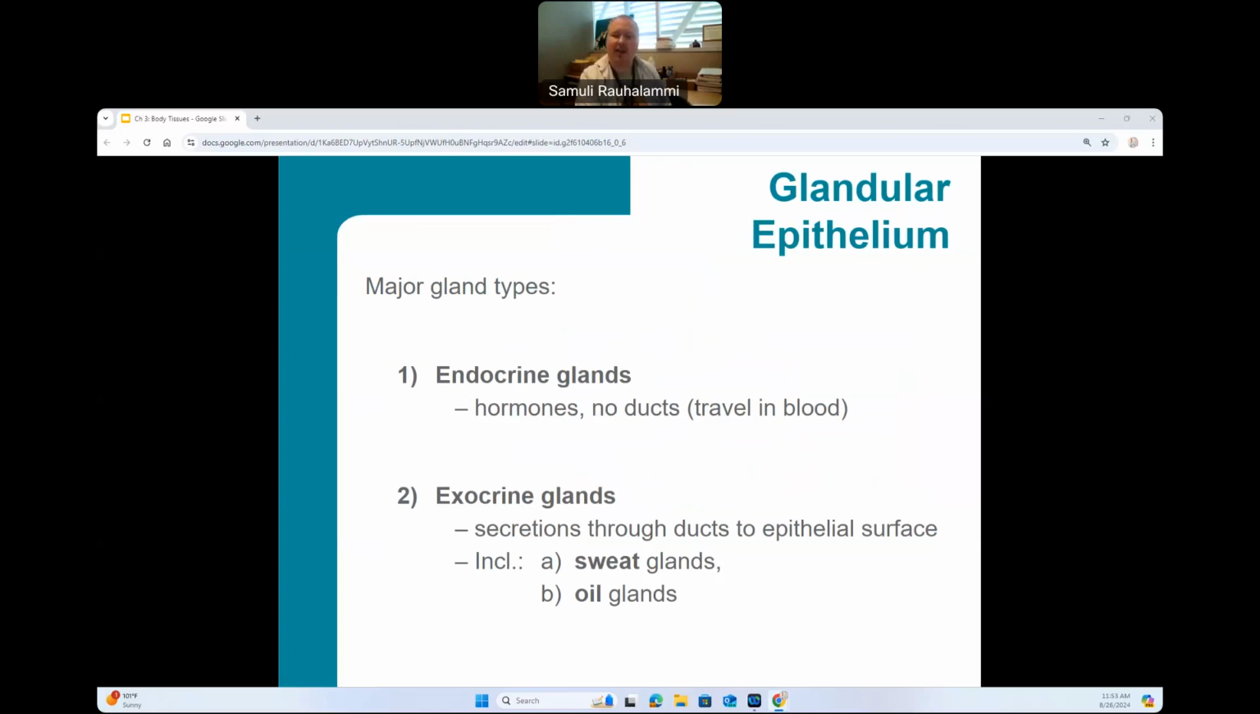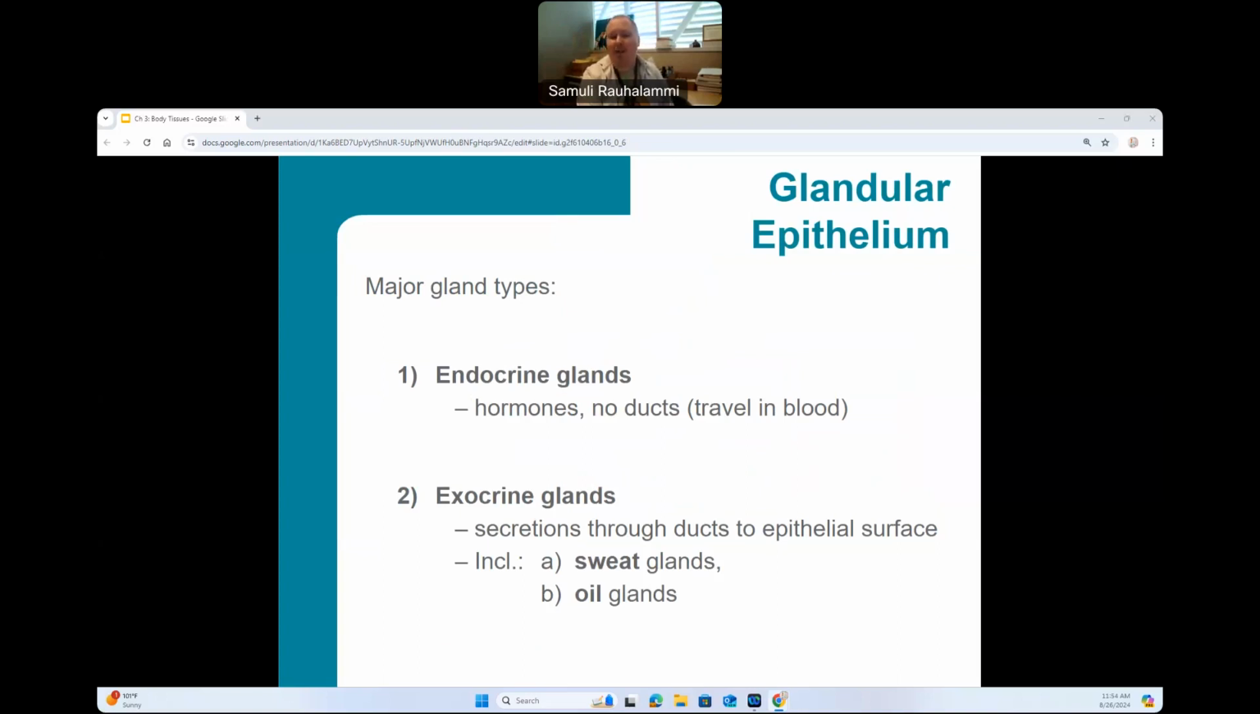Endocrine glands produce hormones, and because hormones are released to the bloodstream, these endocrine glands don't really have ducts. The secretions are simply freed from the gland to the vascular system, where these secretions travel throughout the body to all parts of the body. And we'll talk a lot more about endocrine glands later on in this course.